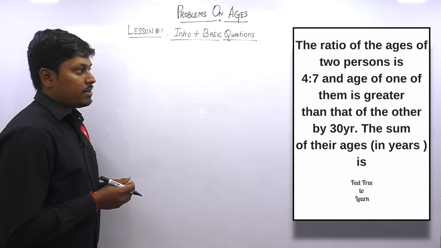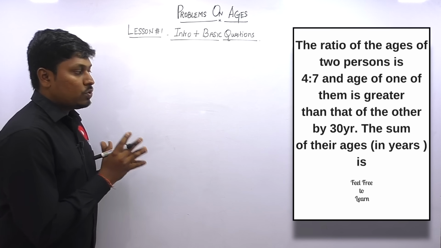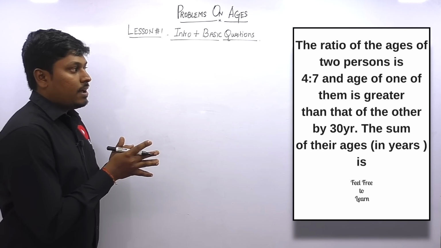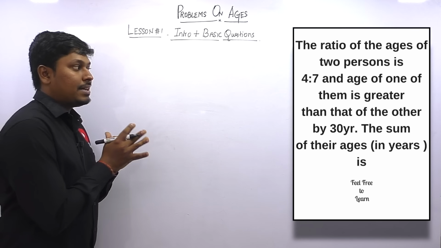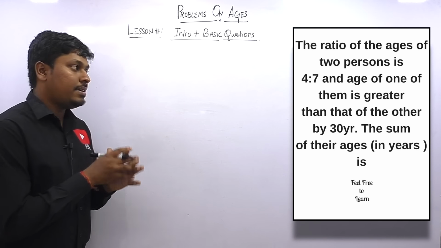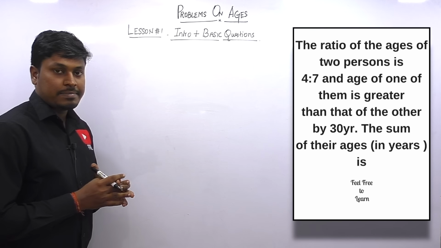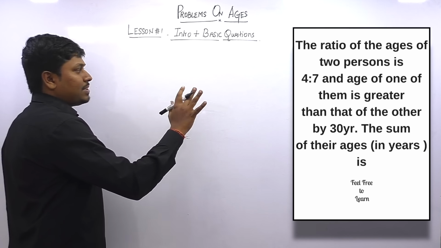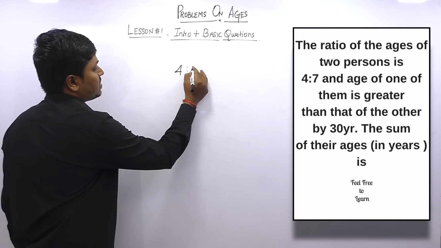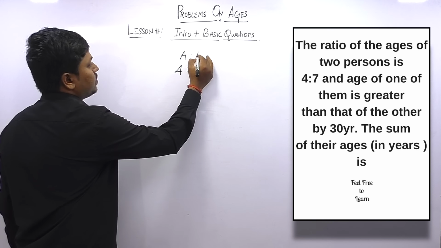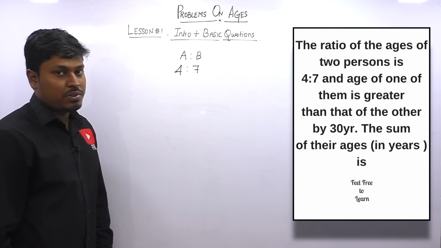Question number 7. The ratio of the ages of two persons is 4:7, and the age of one of them is greater than that of the other by 30 years. The sum of their ages is? So listen here, it's an easy question. What they're saying is the ages of the two persons are in the ratio 4:7. So let me assume that the ages of two persons A and B are in the ratio 4:7.